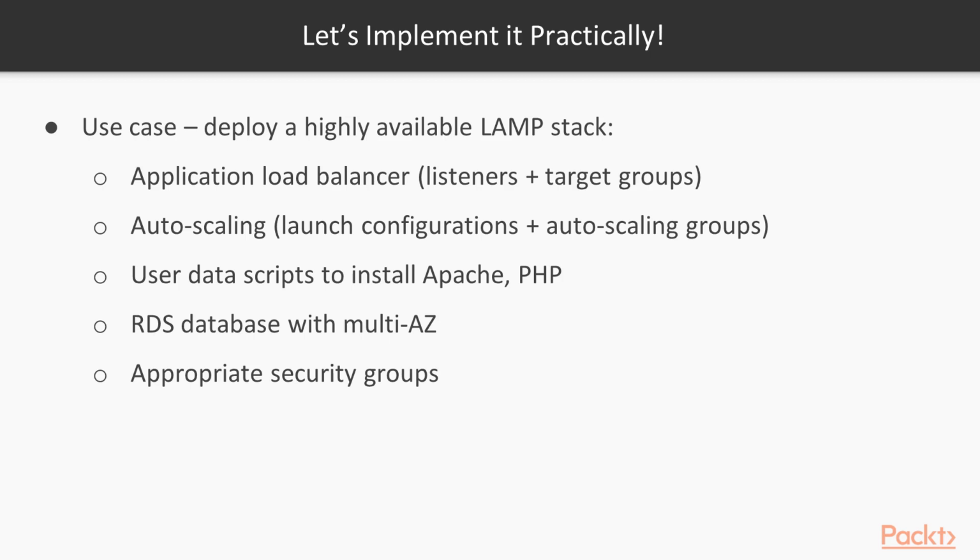Let's understand. First it would be an application load balancer. When you create an application load balancer, you will have to create listeners and target groups. Once you create an application load balancer, you have to create auto scaling. Within auto scaling, you have launch configurations and auto scaling groups. You also have to work with user data scripts because you have to install Apache and PHP on the EC2 instances which get launched. Along with that, since this is a highly available infrastructure, you have to work with multi-AZ RDS databases, and then you also have to work with security groups.